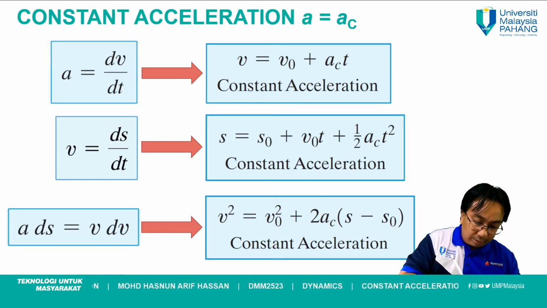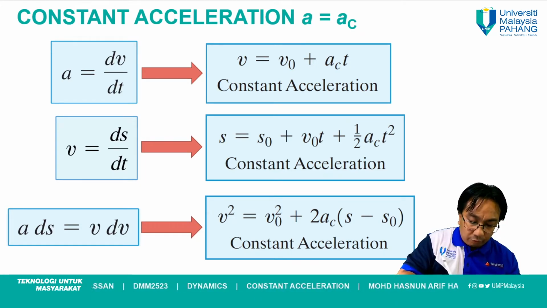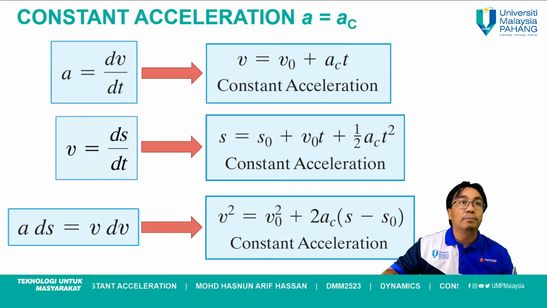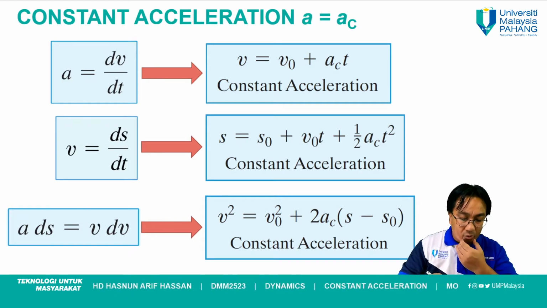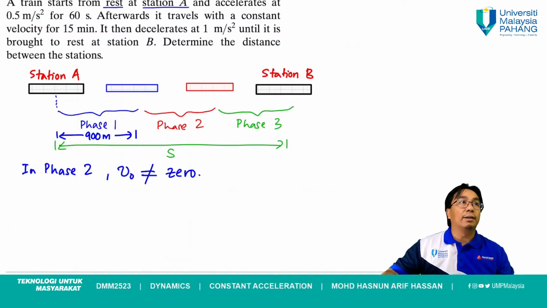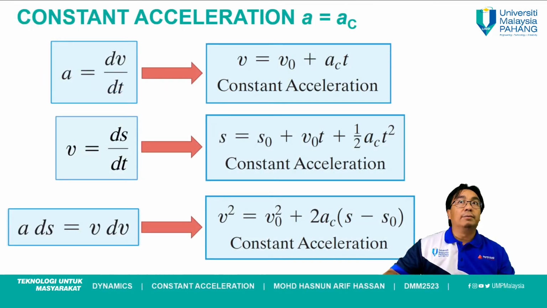Okay. Saya tulis sikit. In phase 2, V0 is not equal to 0. Okay. V0 is not equal to 0. So, kita kena find what is the value for V naught. Okay, saya dah tulis kat sini. Okay, so kita go back to the equation dekat sini. To find V, this is what we need to calculate. V is equal to V naught plus ACT.